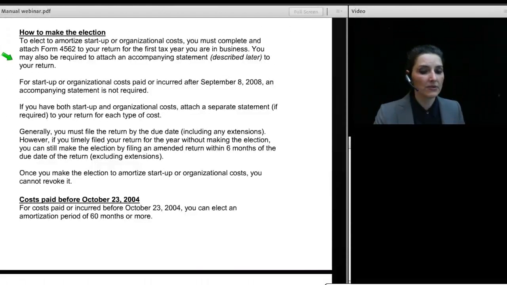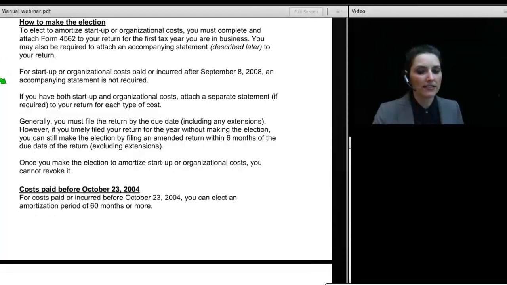To elect to amortize startup or organizational costs, you complete and attach Form 4562 to your return for the first tax year you are in business. You may also be required to attach an accompanying statement to your return. For startup or organizational costs paid or incurred after September 8, 2008, the statement is no longer required. If you have both startup and organizational costs, attach a separate statement if required to your return for each type of cost, and again, the statement is no longer required.